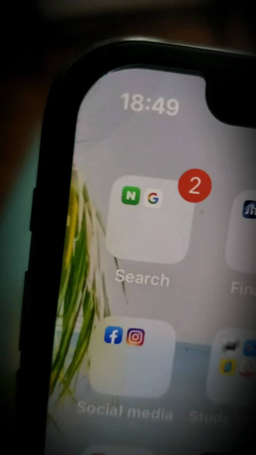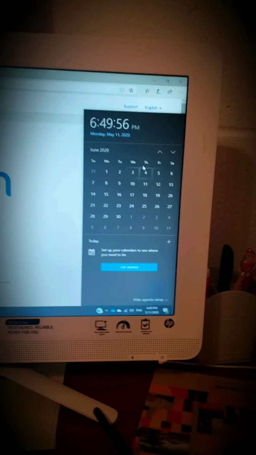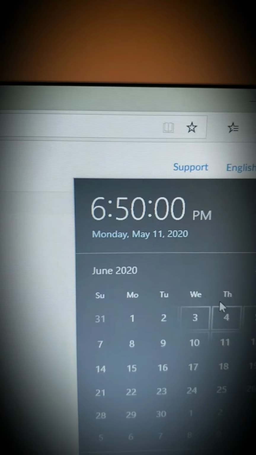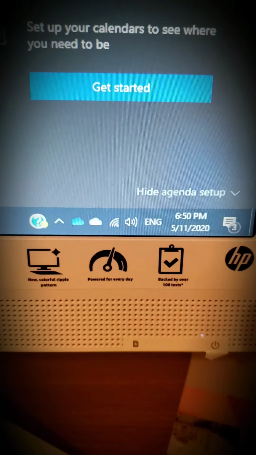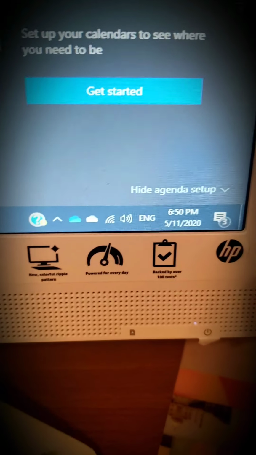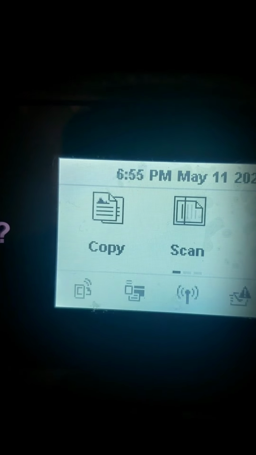That's strange. My desktop computer has a clock. It's a digital clock. Wait a minute, there's another clock over there. How many clocks are in here? I found another clock. It's a digital clock. In my printer.